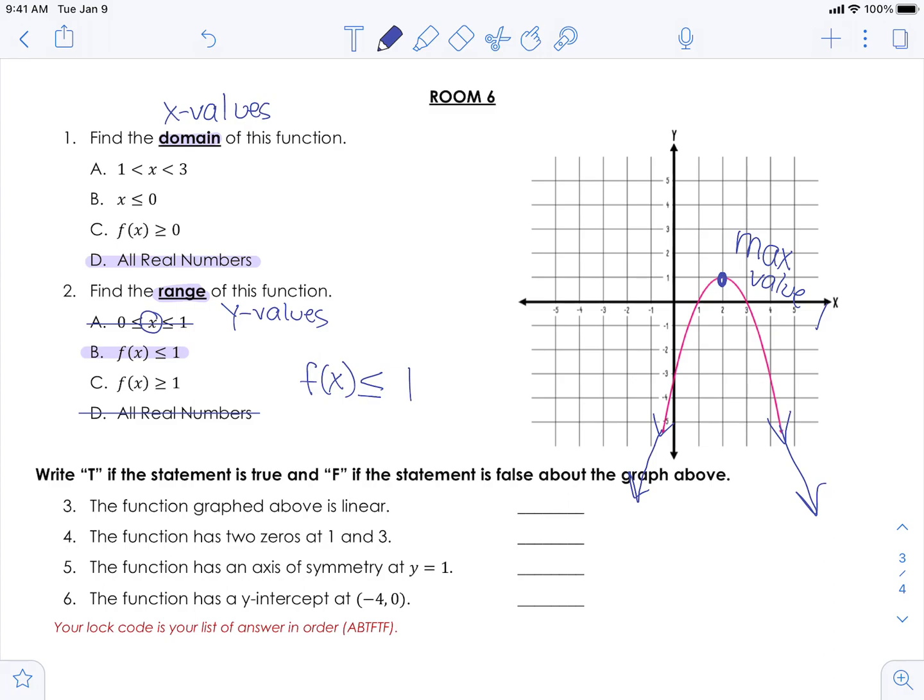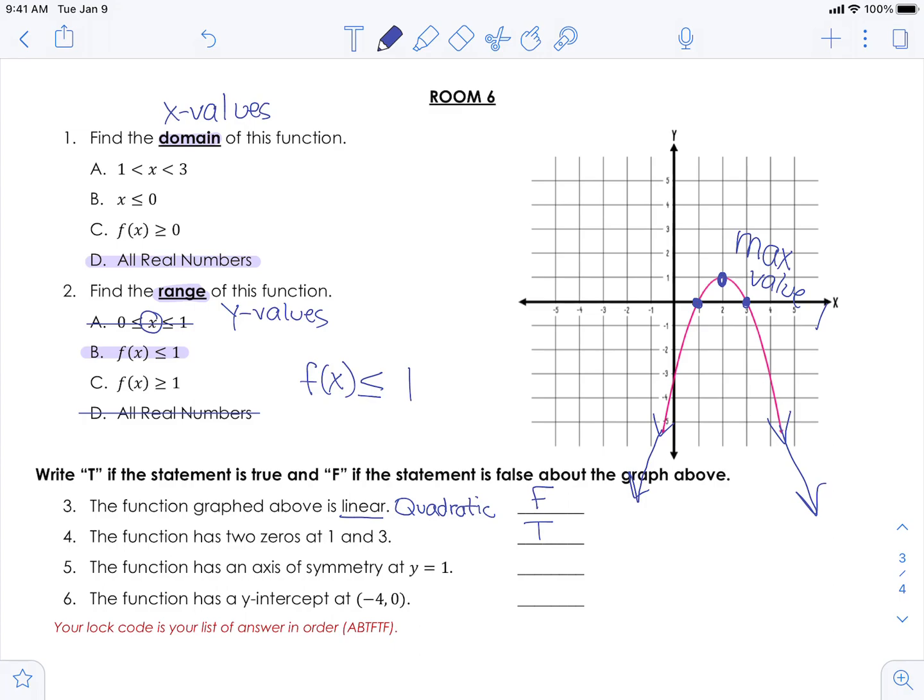Okay, so now we have some true-false statements based on this graph. So let's look. It says the function graphed above is linear. No, it makes that U shape. That's actually a quadratic function, which makes this statement false. The function has 2 zeros at 1 and 3. Well, that's where it would cross the x-axis. It does cross it at 1 and it does cross it at 3. So yes, that's a true statement.